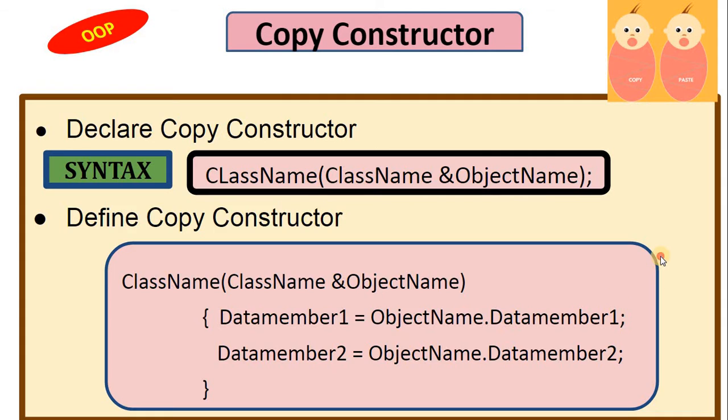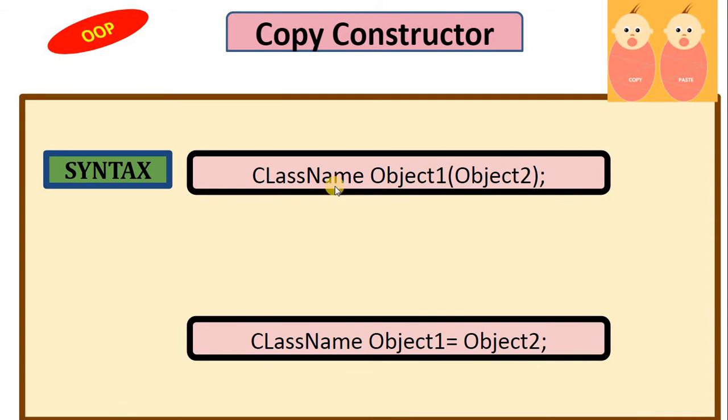To call a copy constructor, we have to either write class name object 1 with object 2 as the parameter, or we can write class name object 1 is equal to object 2. This we will see when we implement the program.